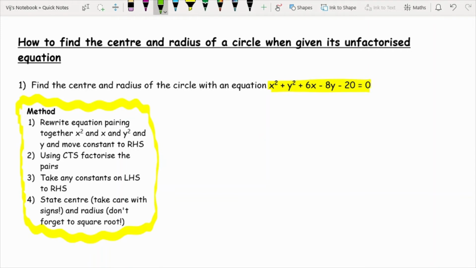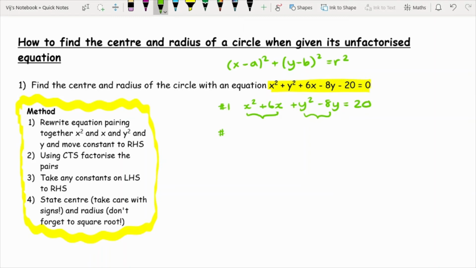Now obviously what I need to try and do, my end game, is to try and get this in the format of x minus a squared plus y minus b squared equals r squared. The first thing we need to do is rewrite the equation pairing the x's and the x squareds together along with the y squareds and the y's, and move the constant to the right hand side. So if I label this as number 1, step 1 means I'm going to rewrite this equation so it looks like that. As you can see, I've paired together my x squareds and my x's, I've paired together the y squareds and the y's, and I've taken the constant over to the other side.